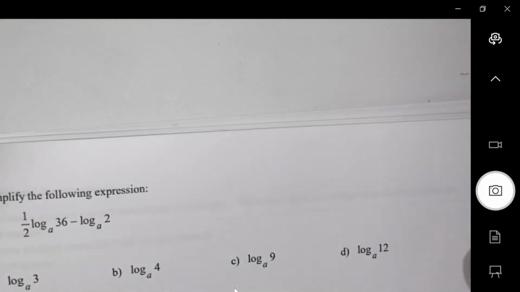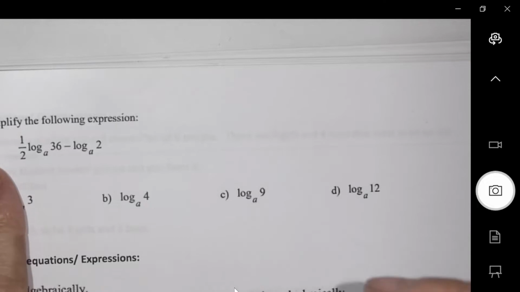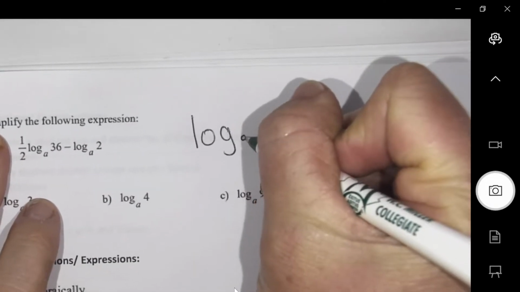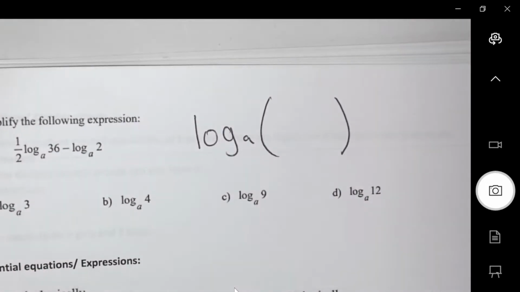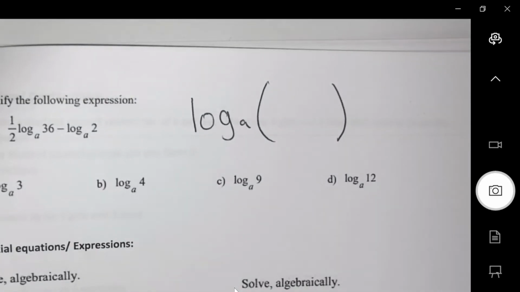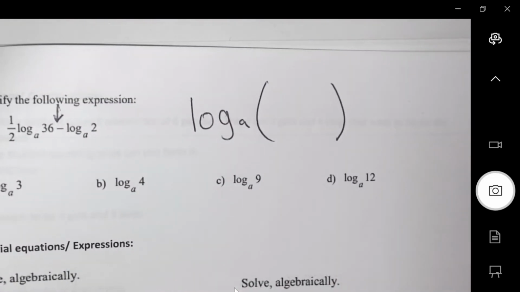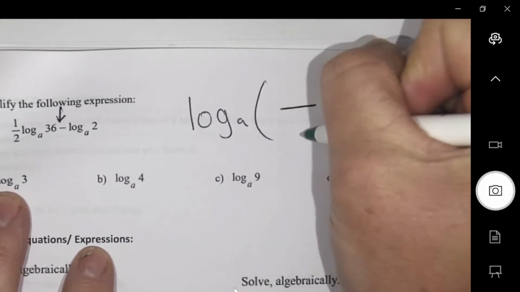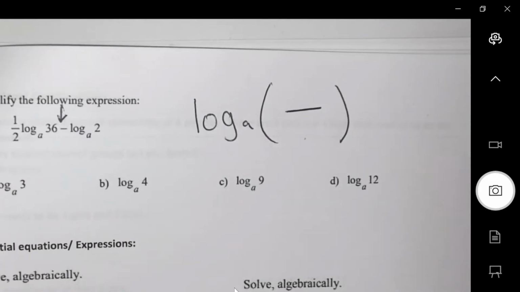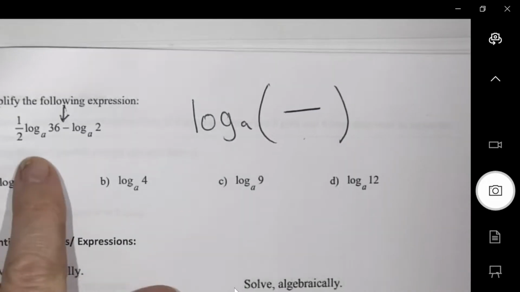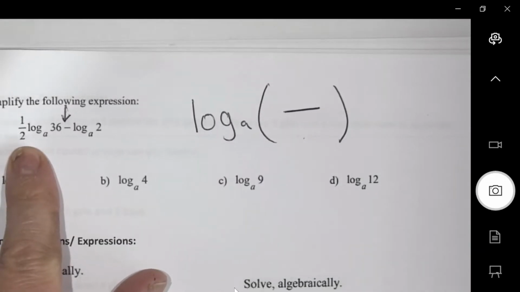Okay, simplify. Okay, we have to tie this all together. Ready? What do you do when something is split with subtraction? Divide. So I have this divided by that. There's two things dividing. What do you do with the 1/2 in the front?